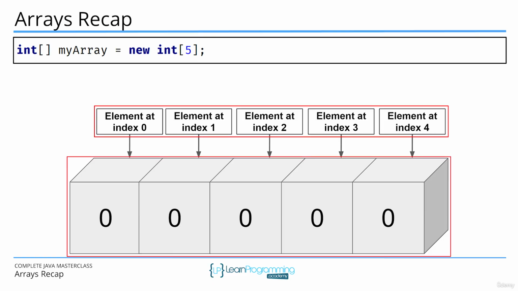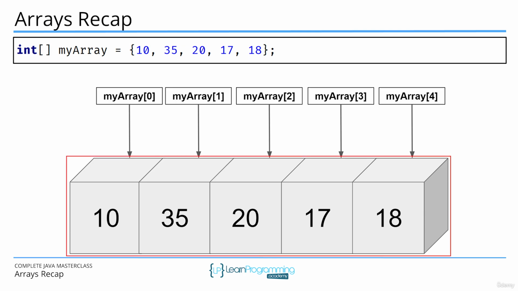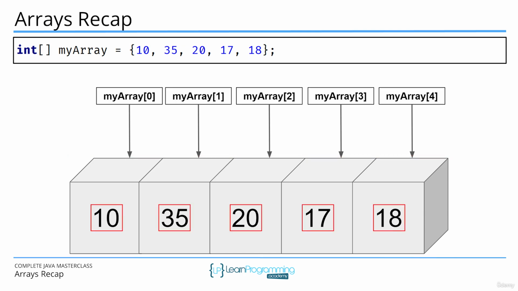Every box or slot's got an index, which we can use to access the values by that index using square brackets. In this example, I've initialized the array with values in the same line using an array initializer, as I have talked about previously. Each box or slot contains a different value in this case. The array again has 5 elements, but I'm putting a different value into each box. The box or element at index 0 contains the number 10, the box at array element 1 contains 35, and so on.